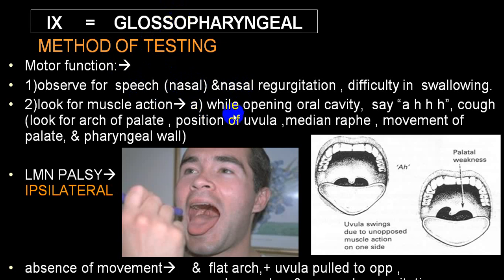And while opening the oral cavity, you look at the position of the arches of the soft palate, position of uvula, median raphe, and you look at the movement of the palate and also the movement of the pharyngeal wall. In case of ipsilateral palsy, we have already shown you the diagram here. The left side of the arch is not moving, it is flat, and uvula is pulled towards the right side. So there is a left side pharyngeal palsy. So absence of movement, flat arch, uvula pulled to the opposite side, nasal speech, nasal regurgitation suggest lower motor neuron palsy on that side where the arch is flat, and the uvula is pulled to the opposite side, or what we call the normal side.